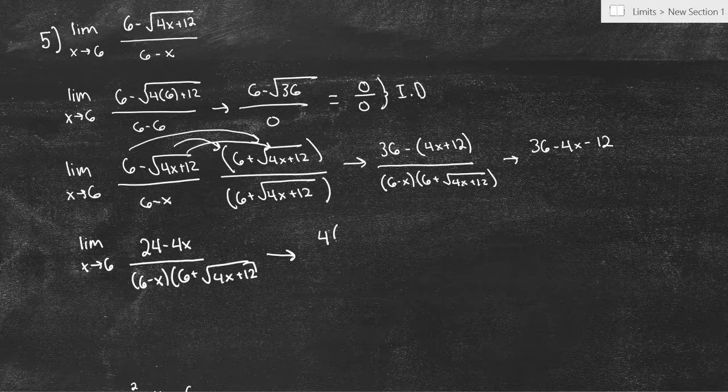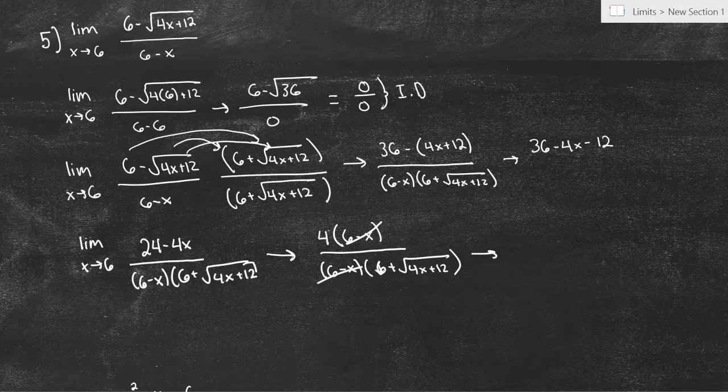So take out a 4, we're going to be left with 6 minus x over 6 minus x, times 6 plus the square root of 4x plus 12. And that looks a lot better to me now, because we can cancel out these factors again. And now we are left with limit as x approaches 6 of 4 divided by 6 plus square root of 4x plus 12.